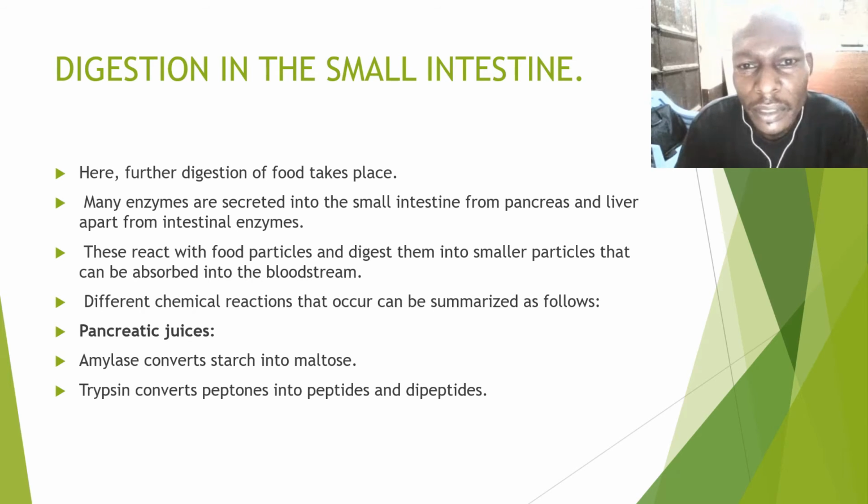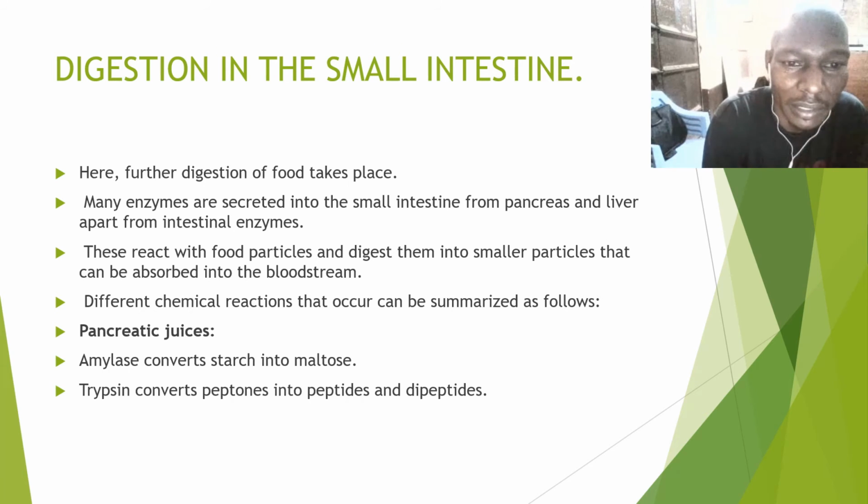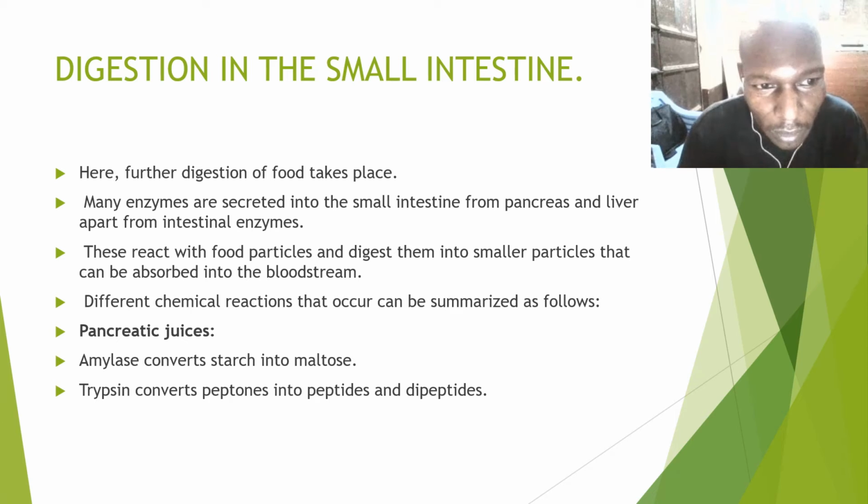Let's look at the digestion in the small intestine. We realize that there is further digestion of food that takes place in the small intestine. And we have a number of enzymes which are secreted into the small intestine, from the pancreas, liver, and even from the small intestine itself. So we also have intestinal enzymes. These react with food particles and digest them into smaller particles that can be absorbed into the bloodstream.